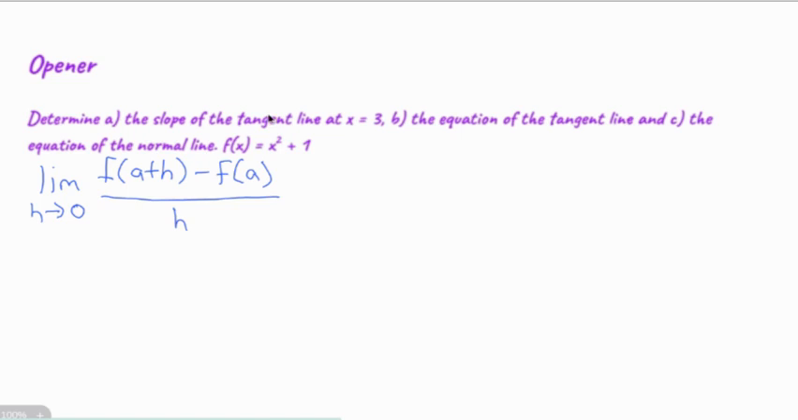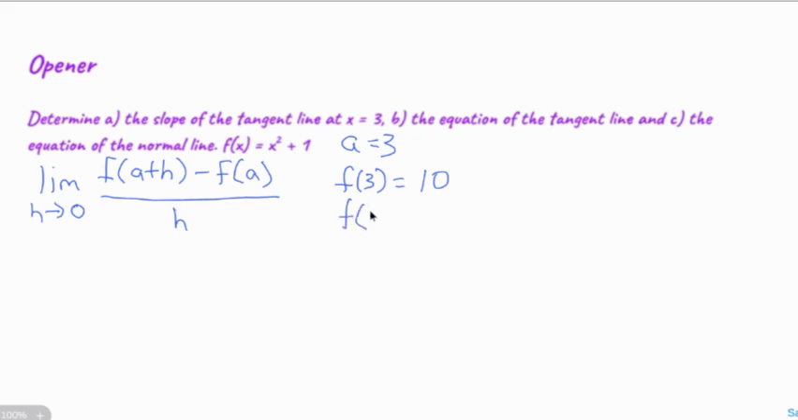So what we're going to do here is take the slope of the tangent line, find the equation of the tangent line, and then find the equation of the normal line. So our function is f of x equals x squared plus 1, so we've got to write down our usual values. a is 3. f of a, so that'd be f of 3. 3 squared is 9 plus 1, that's 10.